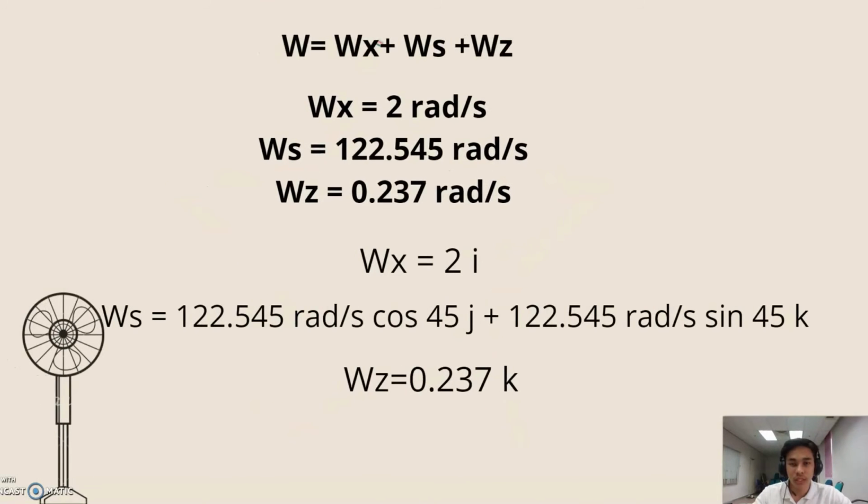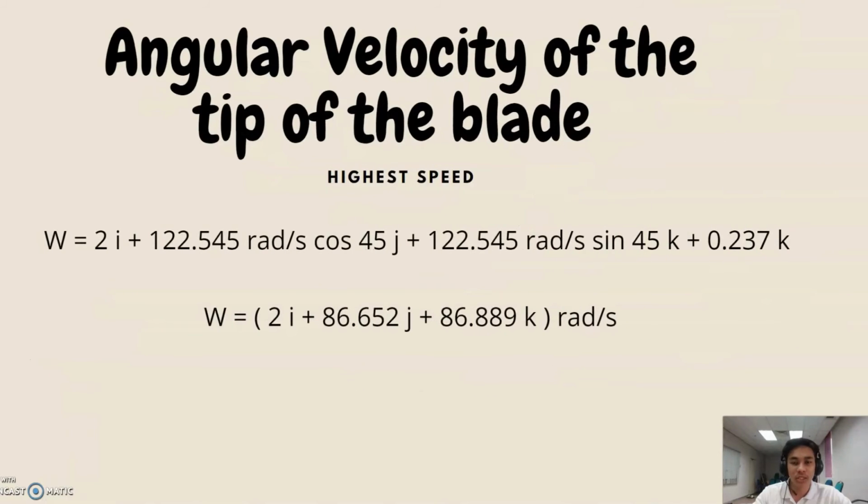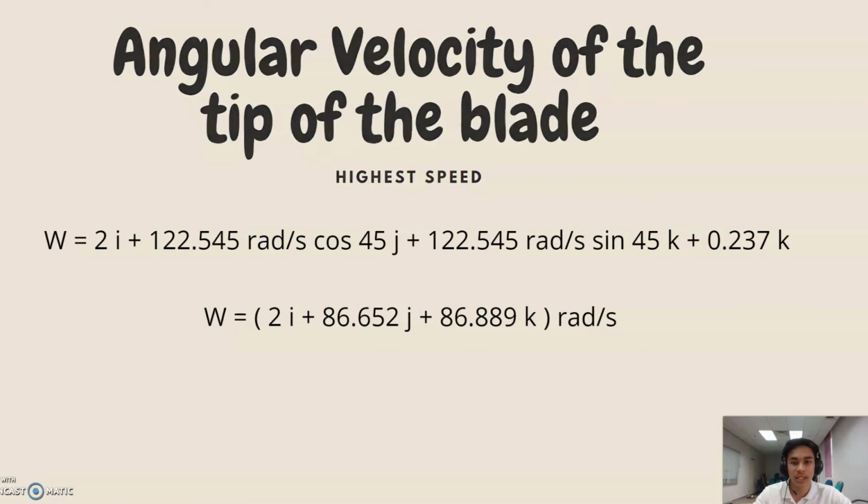And then to find the angular velocity, we will divide it into Wx, Ws, and Wz components. After we find the value of the three components, we will get the angular velocity of the tip of the blade, for the highest speed of the blade, which is W equal to 2i plus 86.652j plus 86.889k radians per second.